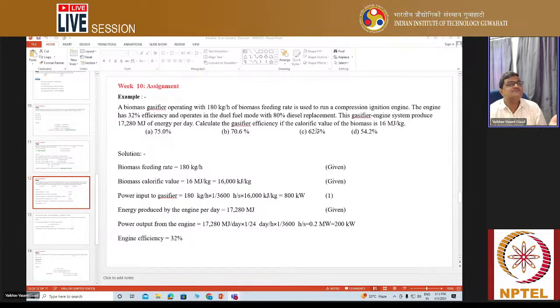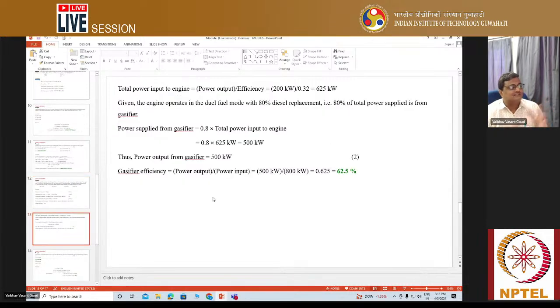The efficiency of the engine is already given here, 32%. Having these quantities, we can now easily calculate the gasifier efficiency, because the power output is nothing but 200 kilowatt. The efficiency of the engine was around 32%, so once you divide by the efficiency, you'll know what input power was given into the engine, because the engine works with only 32% efficiency. That means whatever input comes into the engine, only 32% is converted into useful energy.